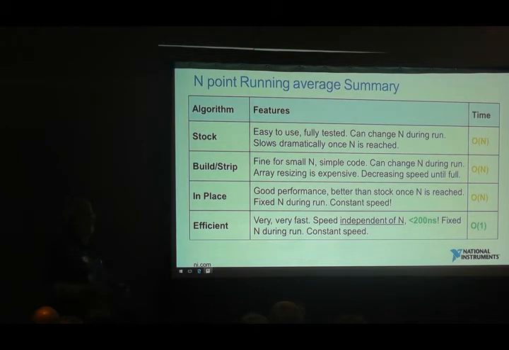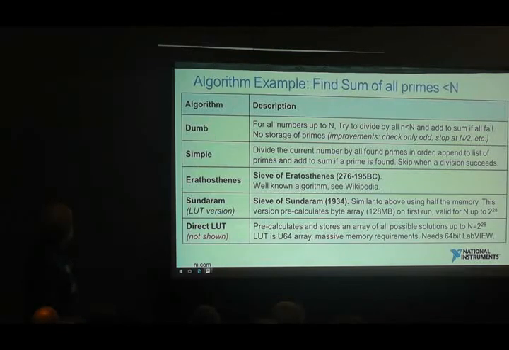So that's sort of unpredictable. You test it quickly, it runs fine. You come back from lunch, and suddenly it's really slow. The in place is good, better than stock once n is reached, and it has a very constant speed. It's always the same speed for a given size, and the speed is constant, even independent of size, and that's O(1) complexity.